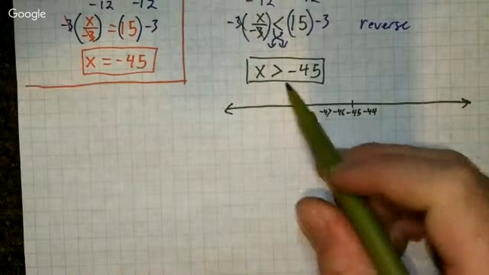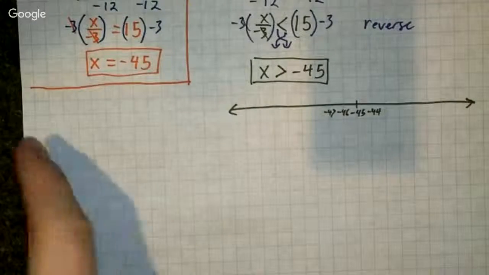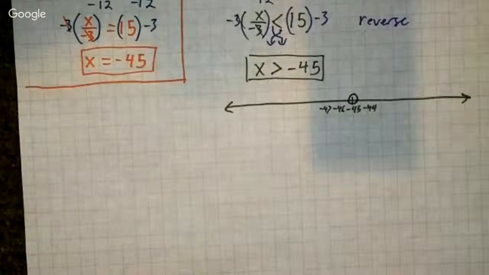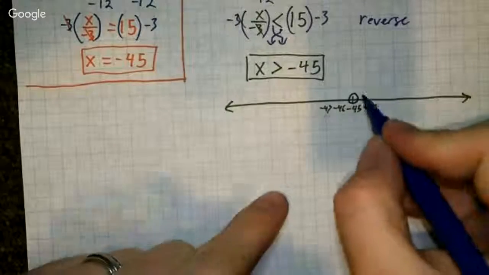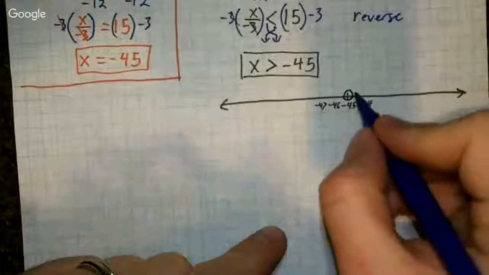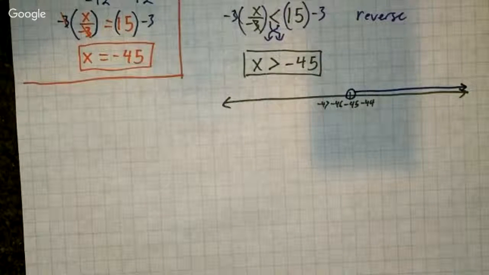So here's negative 45. It's not equal, so it does not include, meaning we would need an empty circle, meaning we are not including negative 45, but everything else, and we are going greater than. 0 is this direction, so we go greater than. And that's how we graph it.